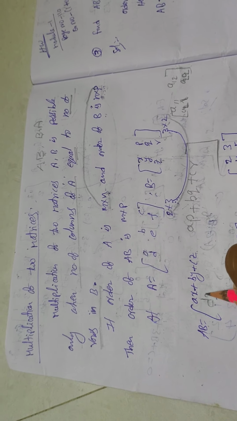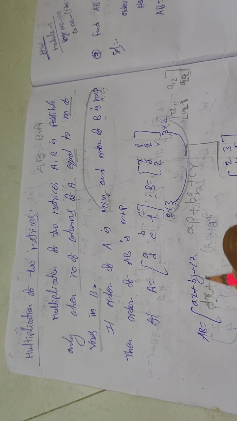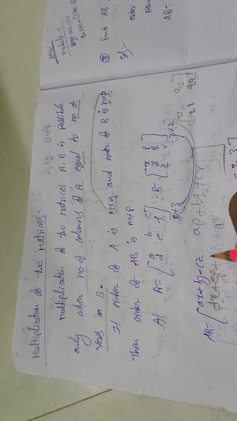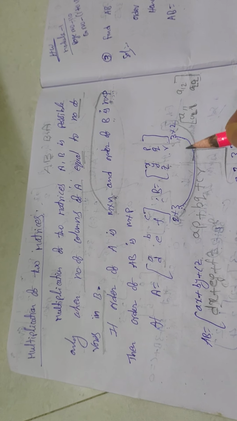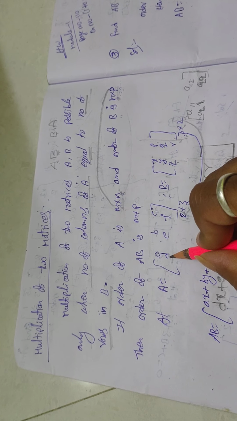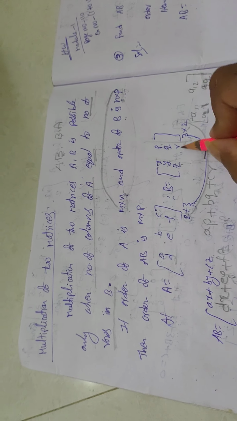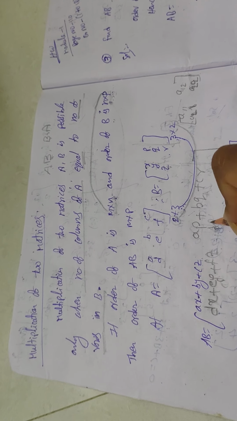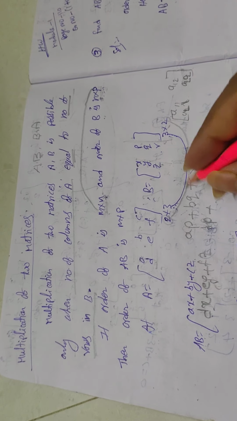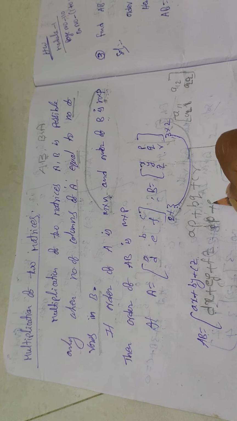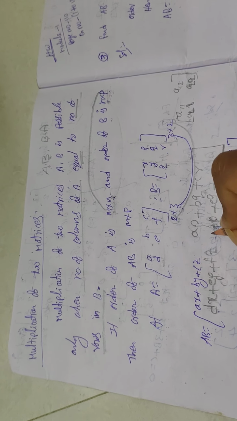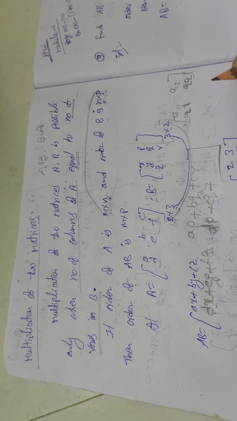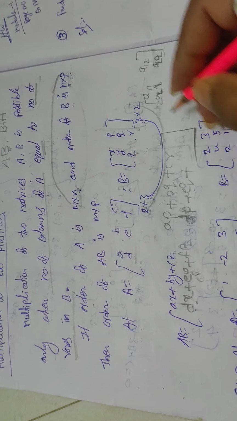How can I write this: DX plus EY plus FZ, over. Next, same second row with the second column. So what is that? DP plus EQ plus FR.